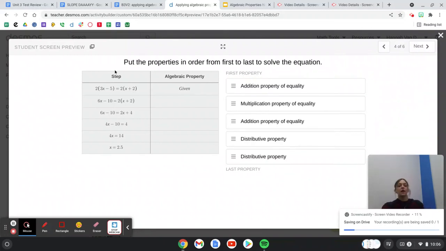All right, so this is going to help you for screen 4 and for screen 5. So the directions say put the properties in order from first to last to solve the equation. So we're putting them in the order that we use them from first to last.